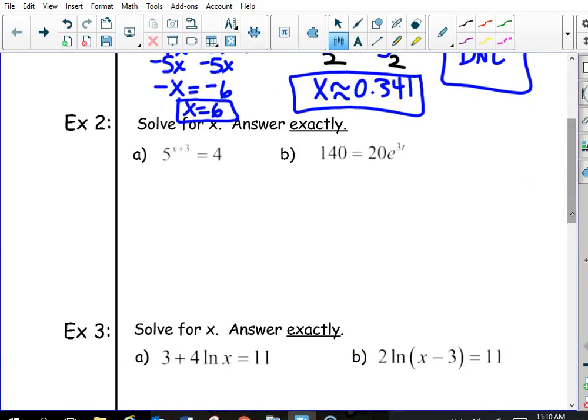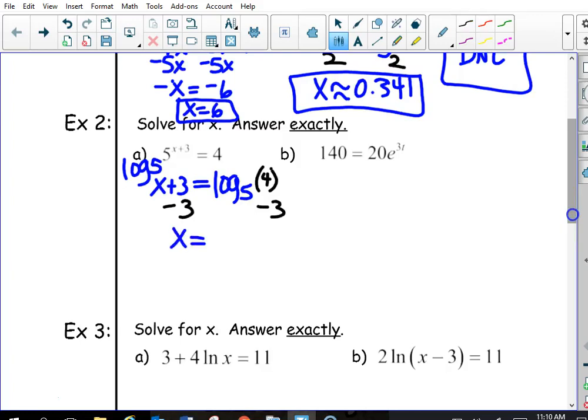Okay. These I split out because the quiz will ask you to answer it exactly. All right, so I've got my variable in the exponent base 5, so I'm going to apply a log base 5. And I'll write it out on the right-hand side. Okay. Continuing to solve on the left-hand side, I just get x plus 3. And now I'm going to finish solving for x. And enter it exactly that way.